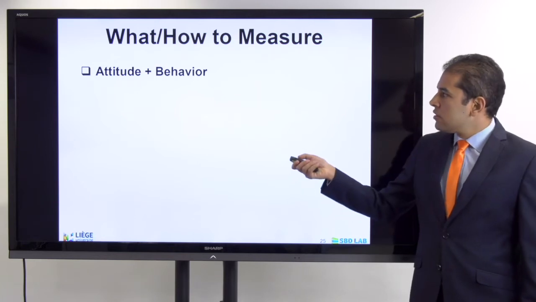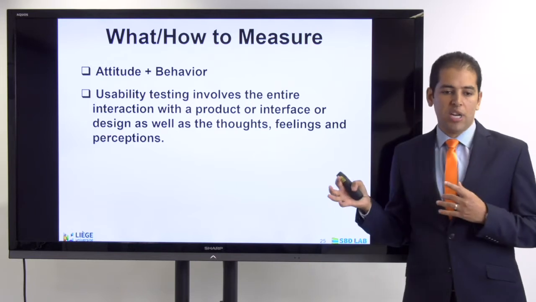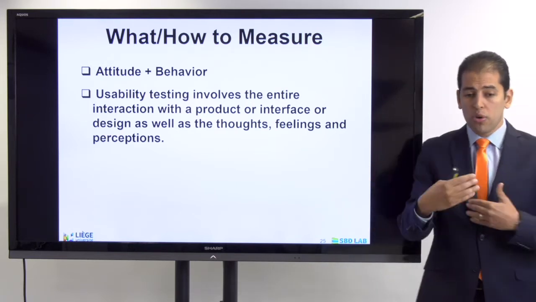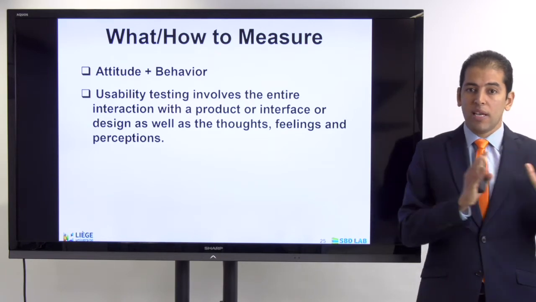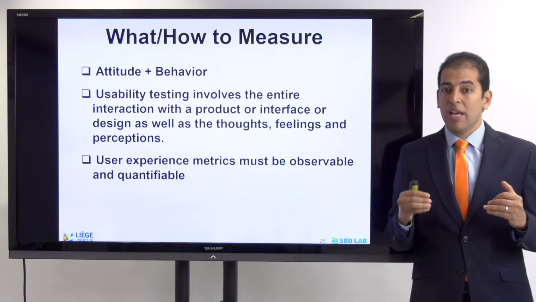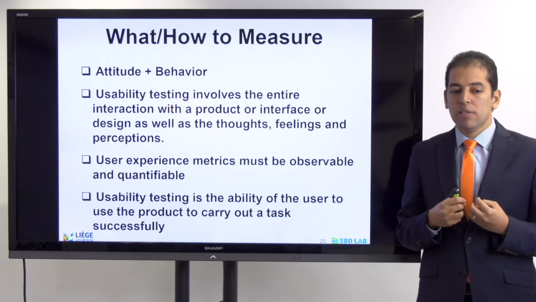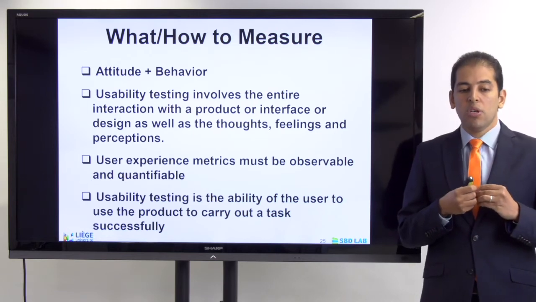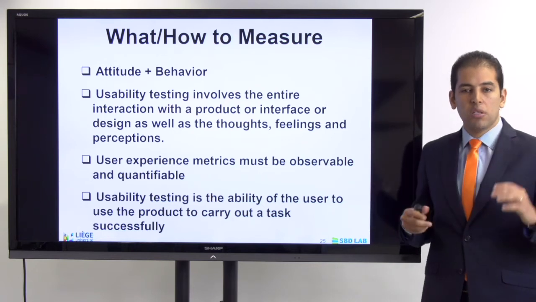We are looking at the attitude and behavior. Usability testing involves the entire interaction with a product or interface or design, as well as the thoughts, feelings, and perceptions. User experience metric must be observable and quantifiable, and usability testing is the ability of the user to use the product to carry out a task successfully. So these are the definitions.